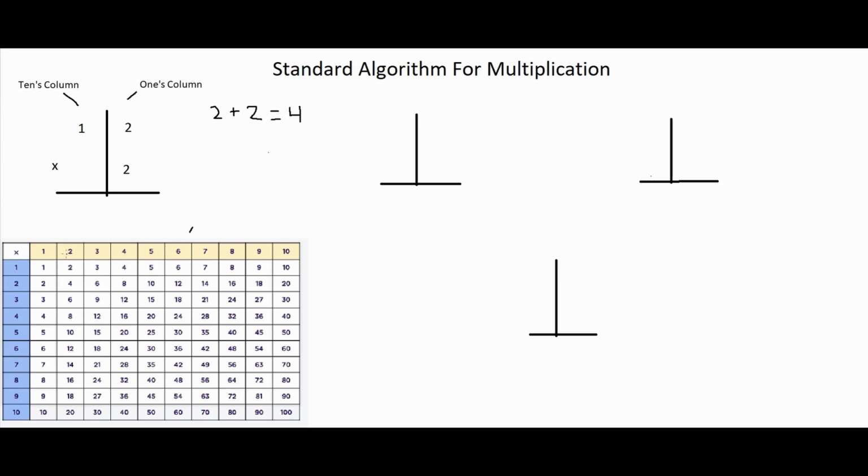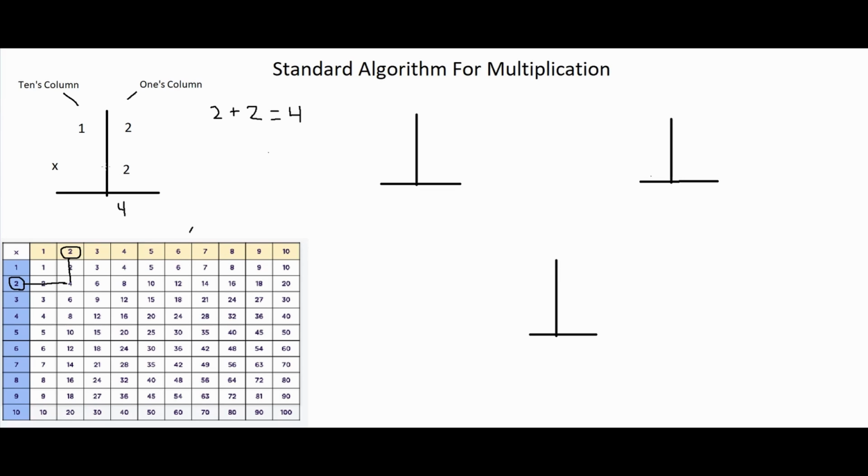If you've memorized the table, or if you want to use the table, you can find 2 on this row and the 2 on the column, then draw a line, and the box where the 2 lines meet is 4. So we know that 2 times 2 is 4. So we write 4 right here.